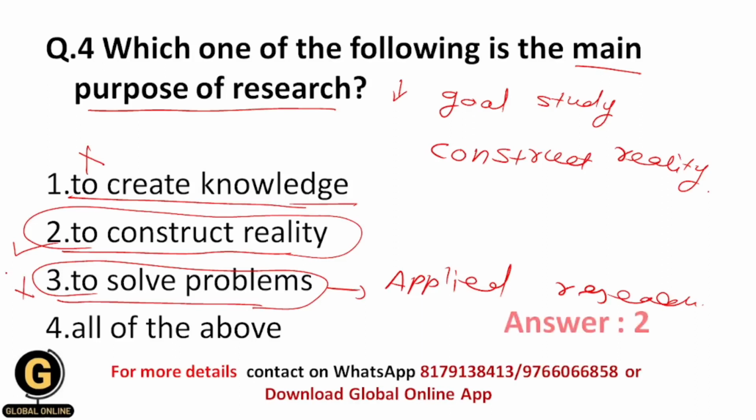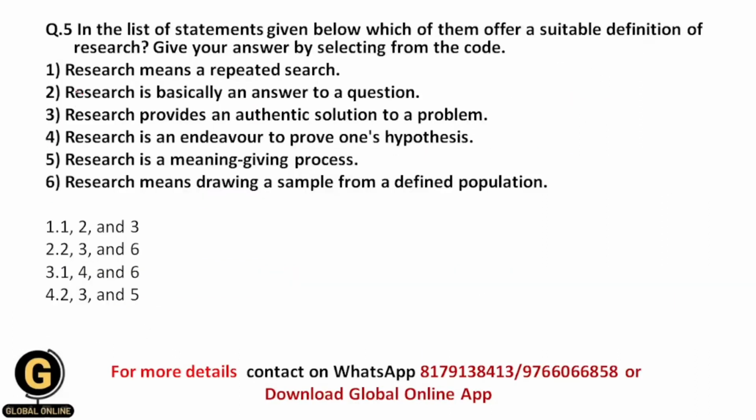Now students, in this question we are given these 6 statements, and these are different definitions of research, and we have to find out which among these are suitable definitions of research. As we have seen, research means to find a solution to any problem, and this is a systematic way of finding a solution to a problem. So the main definition of research is the systematic way to find a solution to our problem.